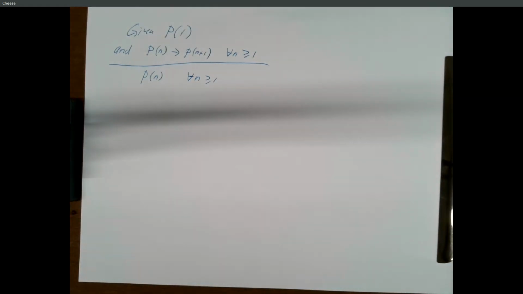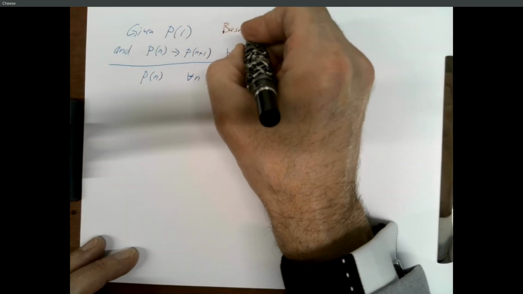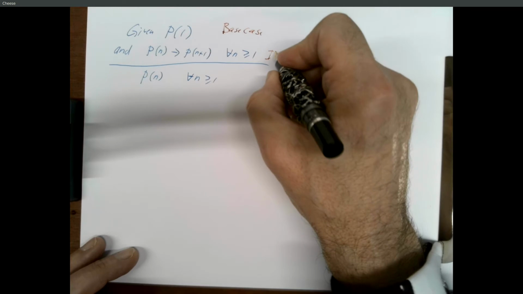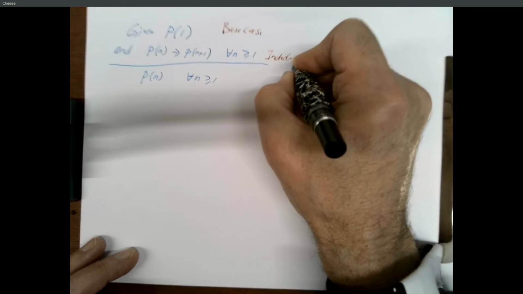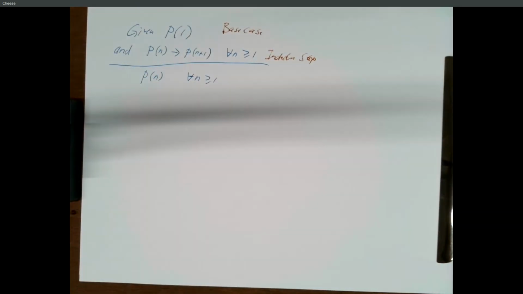So we always need two things to do induction. We need the base case, and we need the inductive step. And if those are true, then we can conclude the proposition is true for all n. But it's usually easier to prove the inductive step than to prove the conclusion we're after.